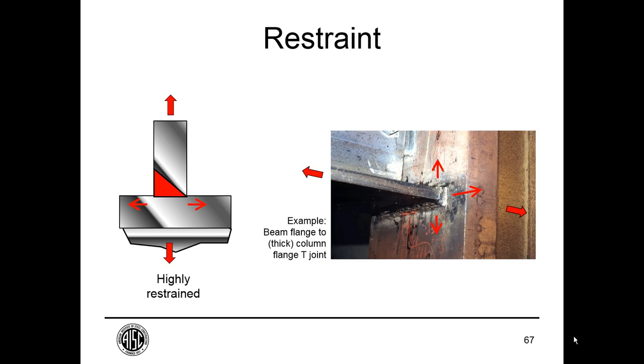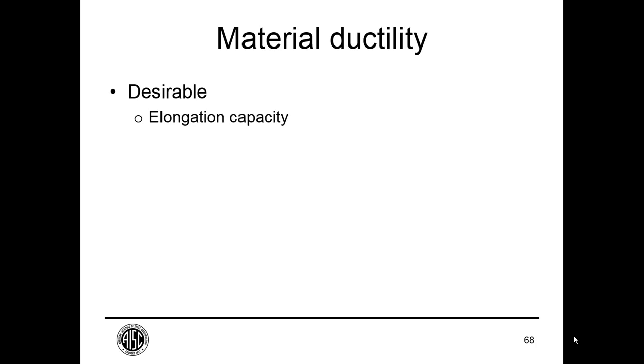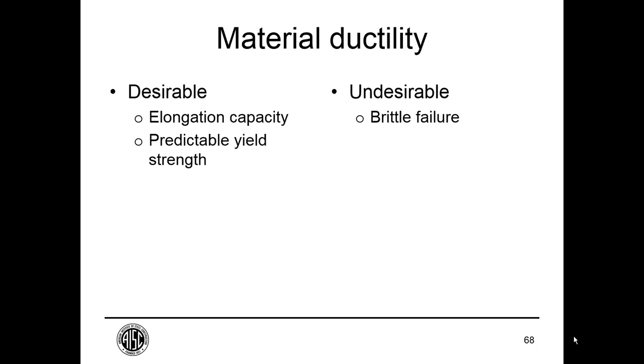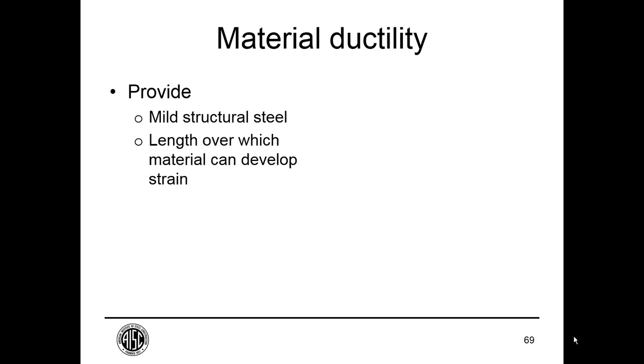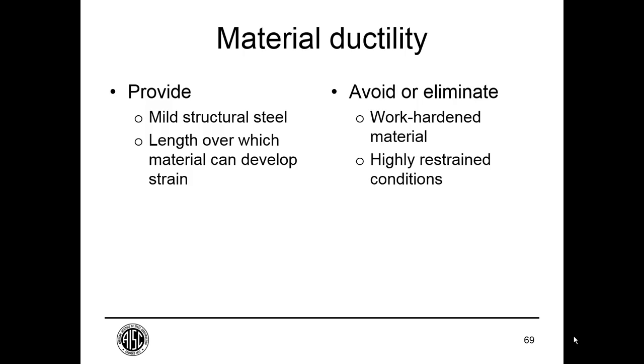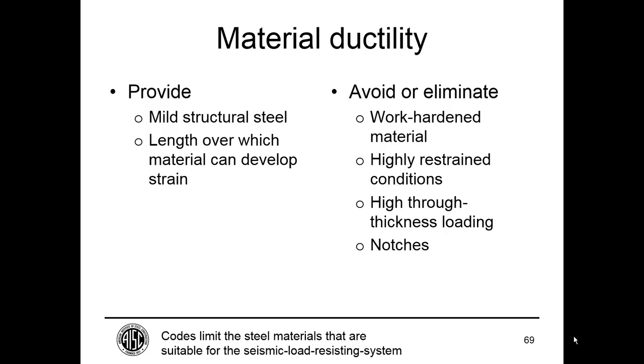So we'll see when we talk about moment frames that we simply don't want to ask for ductility from this element, we want to move that ductility demand away from it. Okay, so we want elongation capacity, we want predictable yield strength, we'll get into that a little bit later. We want to avoid brittle failure, low strain capacity. We're going to provide mild structural steel and, crucially, a length over which we can develop large strains. We're going to avoid work-hardened material, highly restrained conditions, through thickness loading, and notches.